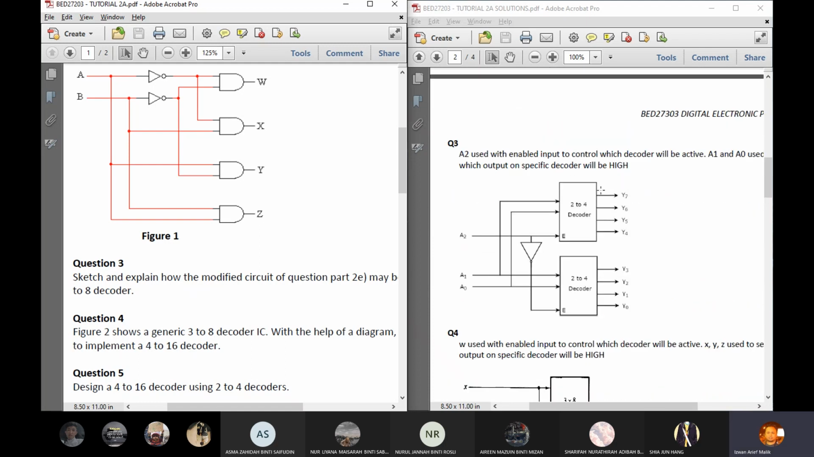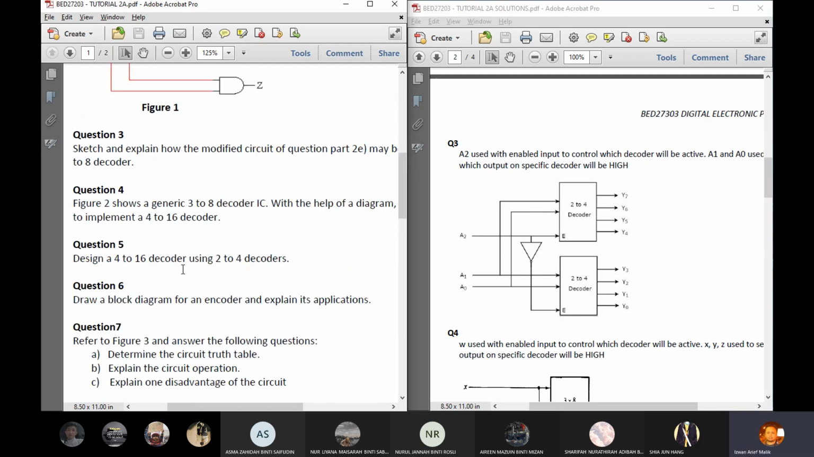Okay, so ini ada dalam notes. Macam mana nak jadikan 2 to 4 decoder menjadi 3 to 8. You can assemble them to become 3 to 8. Just make sure you have to use the 2 to 4 decoder which comes with enable. Tak ada enable, tak boleh jadikan dia 3 to 8 decoder.